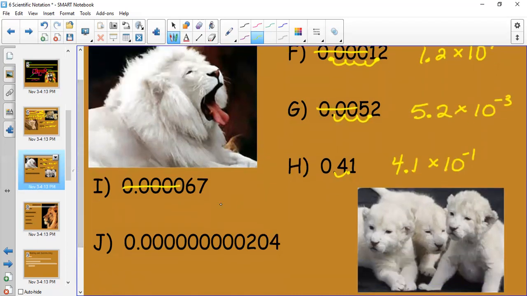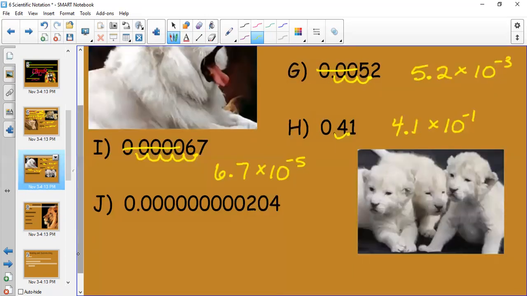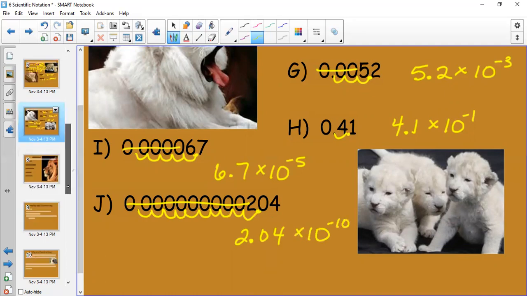All right, I cross out the zeros. This would be 6.7 times 10. How many times did I move it? 1, 2, 3, 4, 5, so to the negative 5th. J, again, we can't take out the 0 in the middle, so we put 2.04. How many spaces are in between? 1, 2, 3, 4, 5, 6, 7, 8, 9, 10. So times 10 to the negative 10th power.